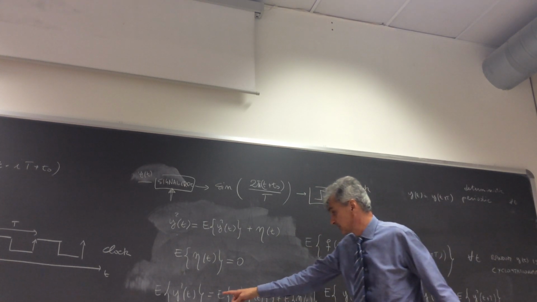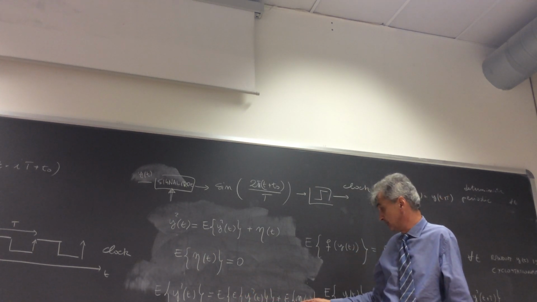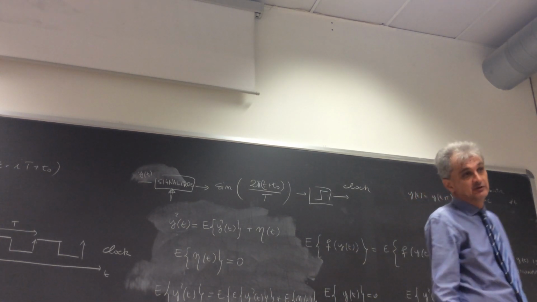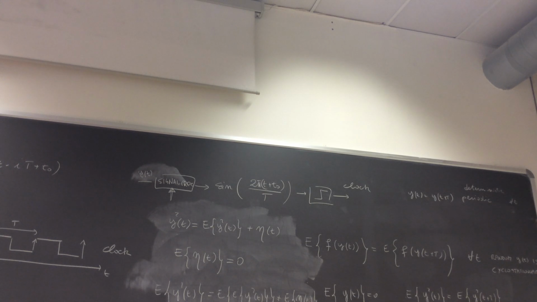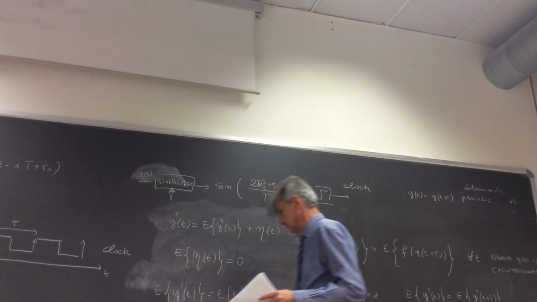And so the expectation of the expectation is the expectation, and therefore the result is that the expectation of eta is 0. It is simply a way of splitting the deterministic and the random part of a signal, which is a mixed y. Like y to the square is. It is a mixed y.